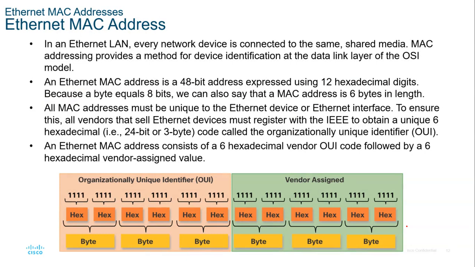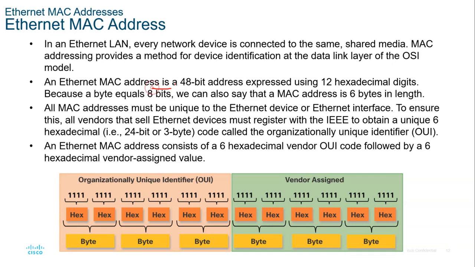Still under Ethernet MAC address. In an Ethernet LAN, every network device is connected to the same shared media. So the MAC address provides a method for device identification at the data link layer of the OSI model.